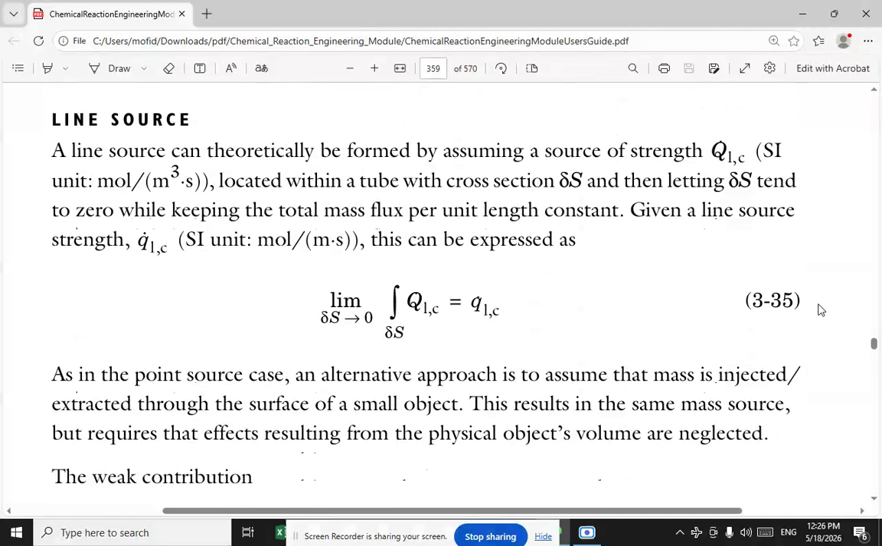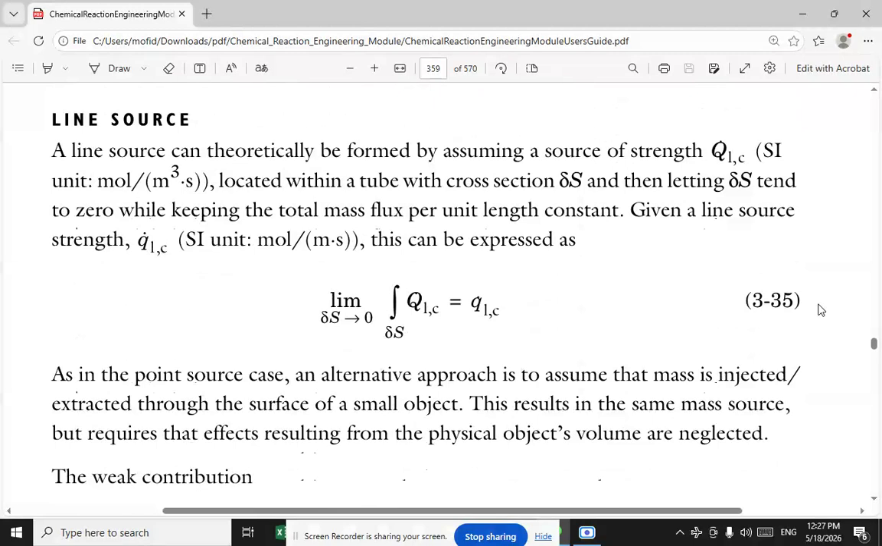Now I want to go through the line source. A line source can theoretically be formed by assuming a source Q_l,c, with the unit mol per cubic meter second, located in a tube with a cross section delta S, and then letting delta S tend to zero while keeping the total mass flux per unit length constant, giving a line source strength Q_l,c with the unit mol per meter second.